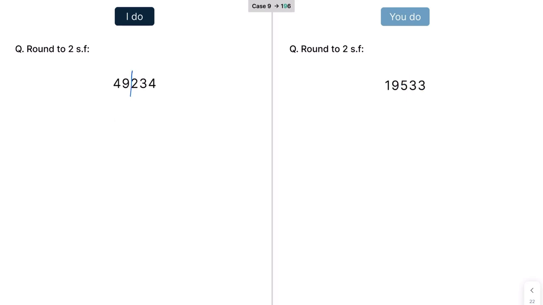So draw my line. Look at the decider. So it's 4, 9. The key really is drawing your line at the right place. So draw your line there. Look at the decider, which is a 5. So the 9 rounds up to a 10. 1 carries over. 2 plus 1, 1 plus 1 is 2. So that's 2, 0. Everything else after the 9 is a 0.